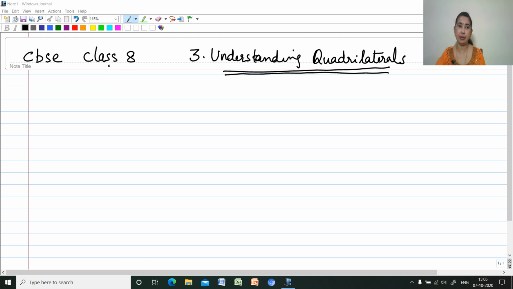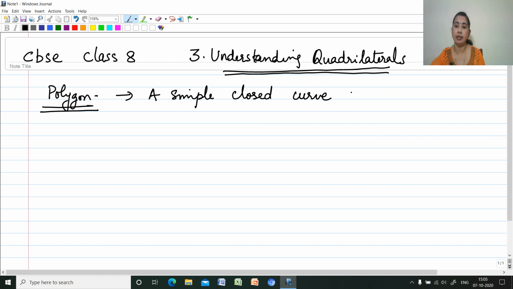Here I am discussing CBSE Class 8 Chapter 3 Understanding Quadrilaterals. Moving on to the chapter, first we have to study what is a polygon. What do you mean by a polygon? A polygon means a simple closed curve made up of only line segments.